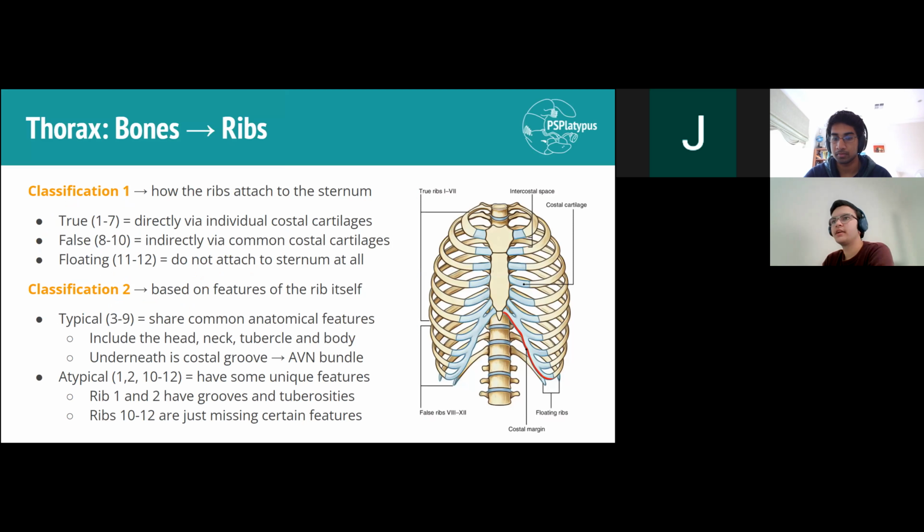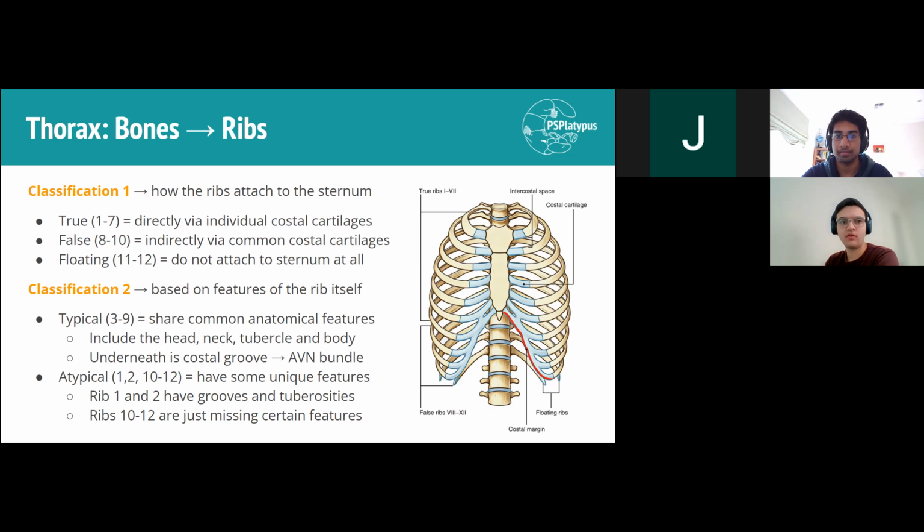In this case, we're looking first of all at the ribs. Again, Kyle has covered the classifications of the ways that you can describe these ribs, but here's just a good summary in case you've forgotten. With classification 1, we're thinking about how the ribs attach to the sternum in the midline at the front. So we're thinking about true ribs, and those are ribs 1 to 7 that attach to individual costal cartilages that then attach to the sternum.